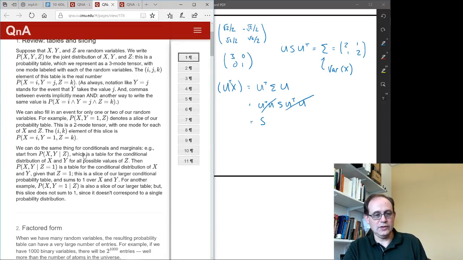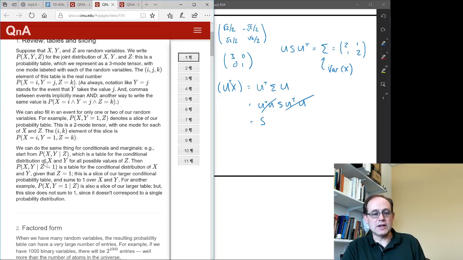So for conditional and marginal distributions, we can do the same thing. So here, for example, is a conditional distribution, the probability of x and y given z. And so that's a table, again with three modes. It gives you the conditional probability for a particular value of x and a particular value of y given a particular value of z. And so we can slice that to get a two-mode table here by fixing z equals 1. And so that's a conditional distribution of x and y after we observe the event that z is equal to 1. Or we could slice this way, p of x comma y equals 1 given z, and that's also a two-mode table, also a slice of the same larger table.